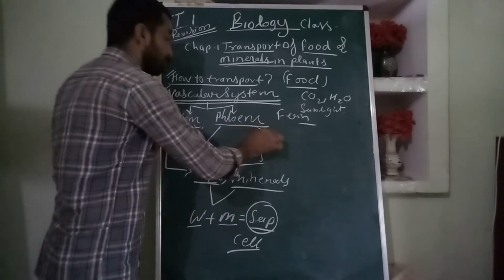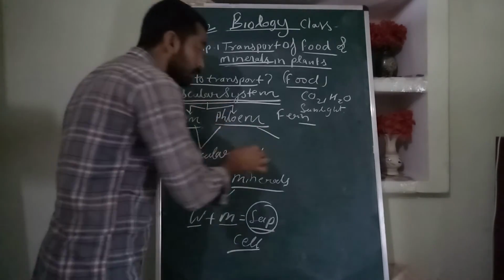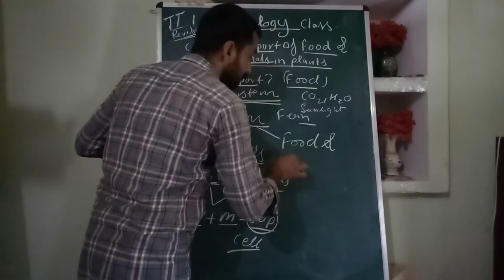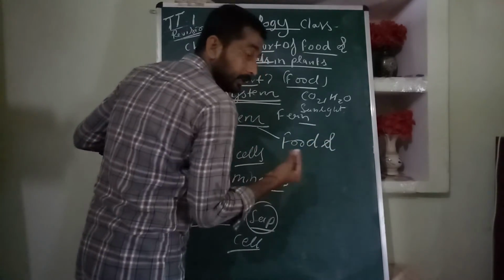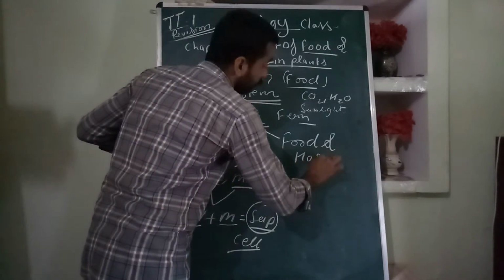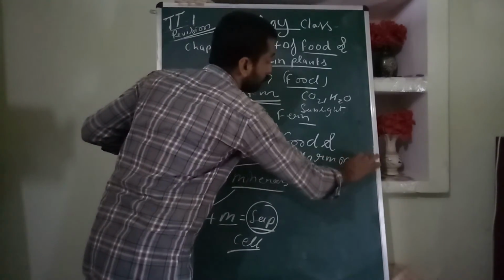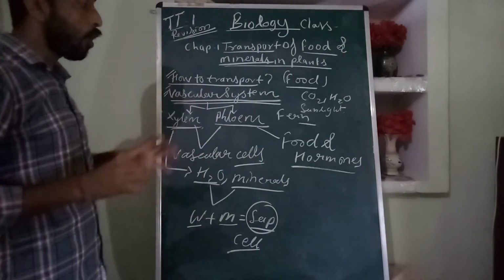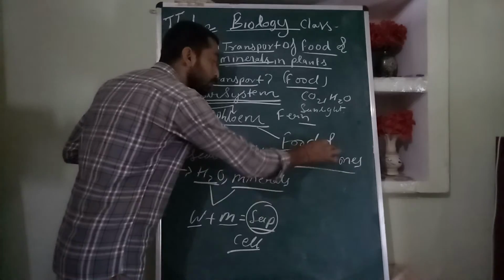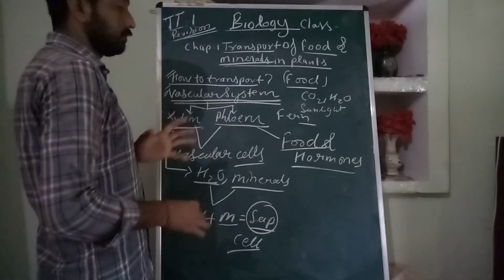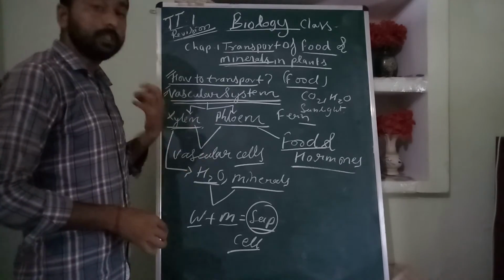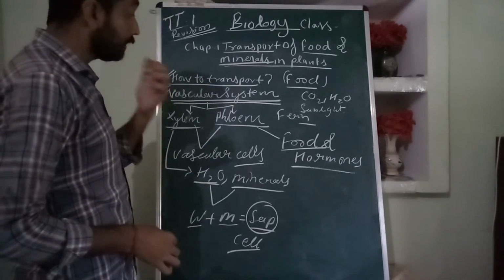Okay. And the main function of phloem is to transport food and what, students? Hormones. Hormones are also synthesized at the topmost sides of the leaves, which help proper growth and remove the darkness in leaves and plants.